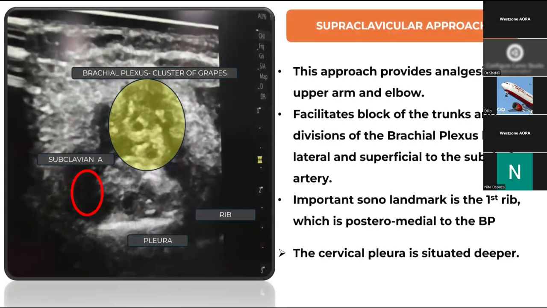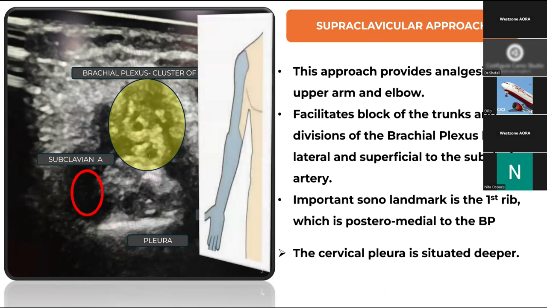Coming to the supraclavicular approach. Now, this is the brachial plexus block at the level of trunks. The important sonographic landmark over here is the rib. As you can see over here, the subclavian artery is identified and the cluster of grapes can be seen right next to it, with the pleura beneath and the first rib beneath.